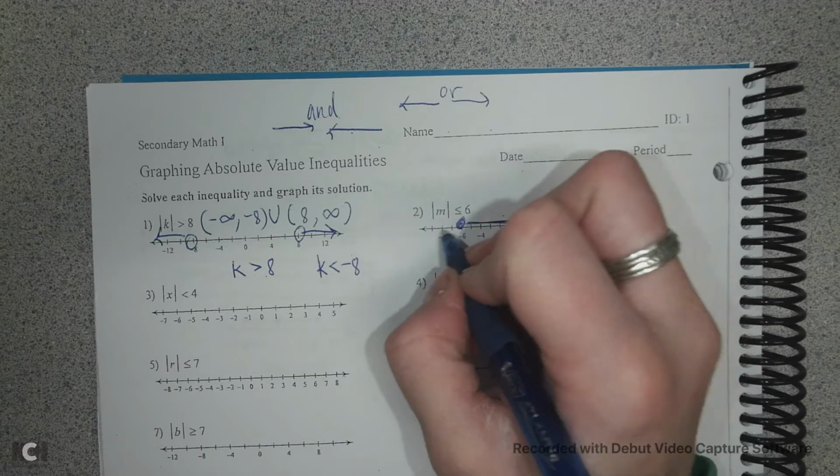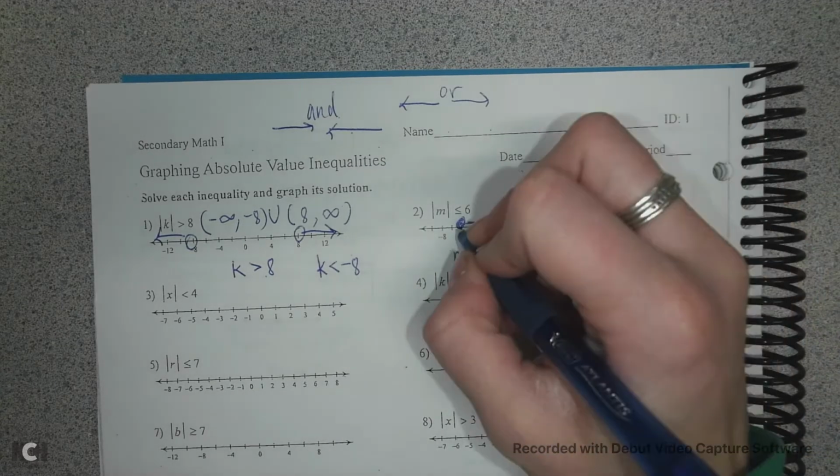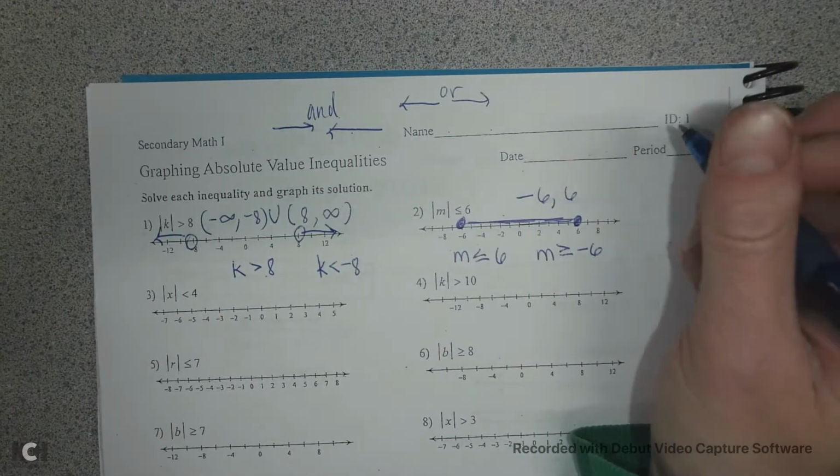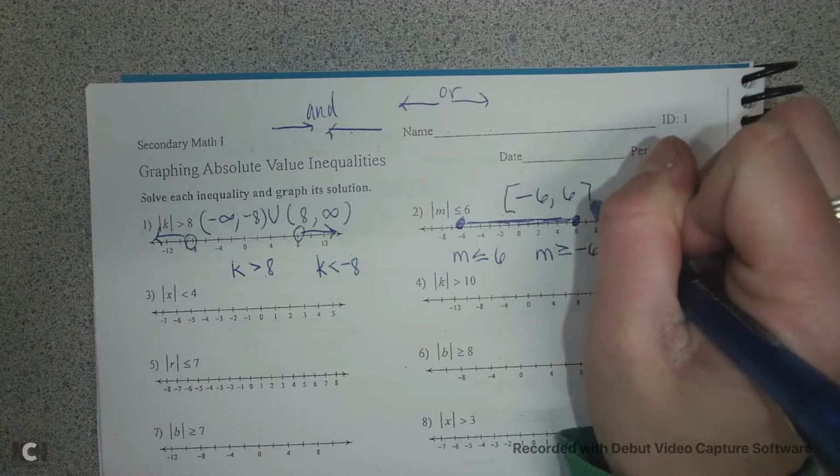For my interval notation, I have no infinities, so don't put them. My important numbers are -6 to 6 in order from least to greatest. They're filled in, so they have brackets.